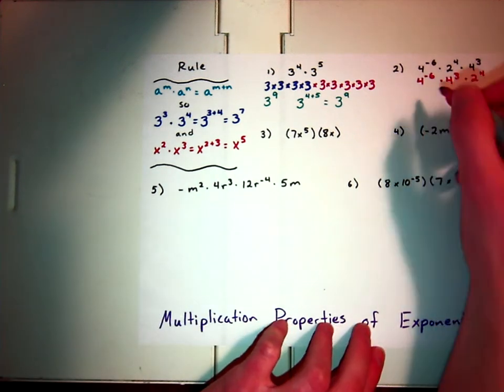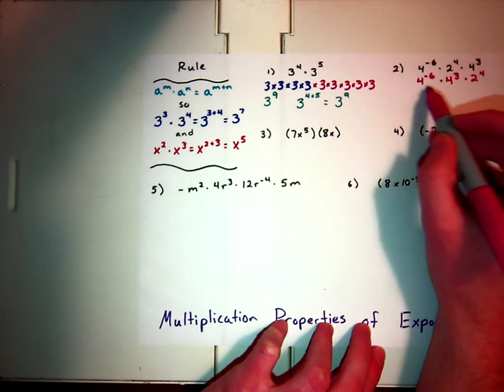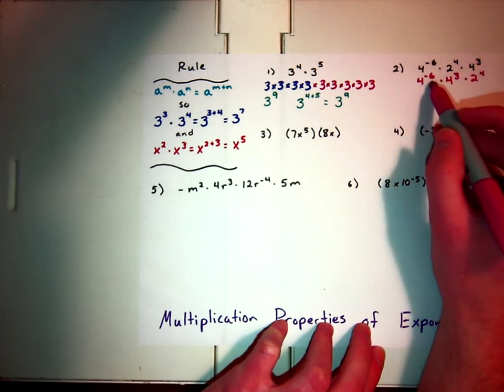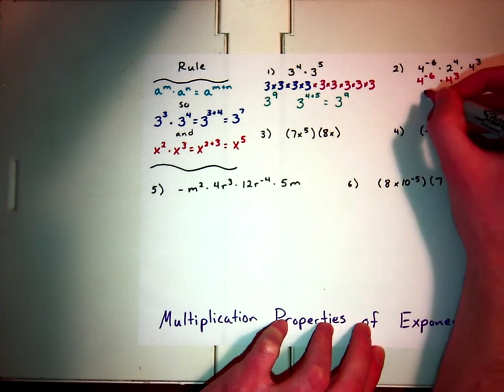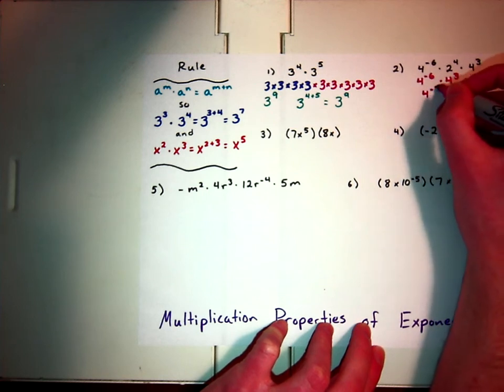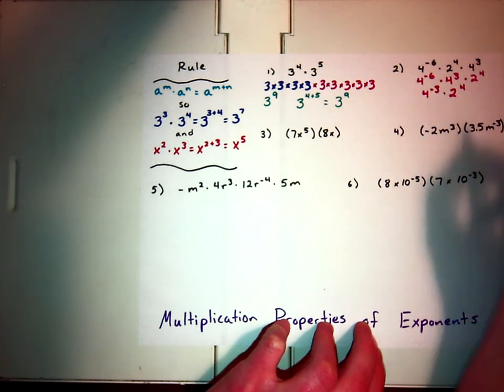Well, our rule states that 4 and 4 are the bases in common, so it's going to be negative 6 plus 3. Negative 6 plus 3 is negative 3. So I'm going to get 4 to the negative third power times 2 to the fourth power. Okay?